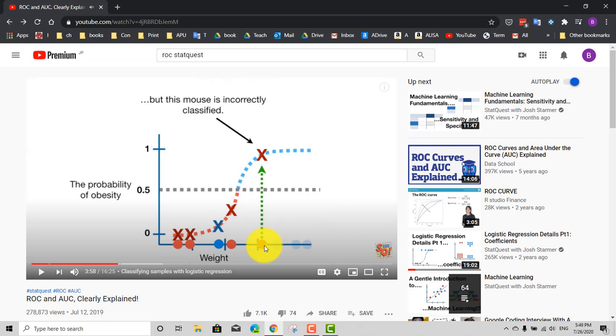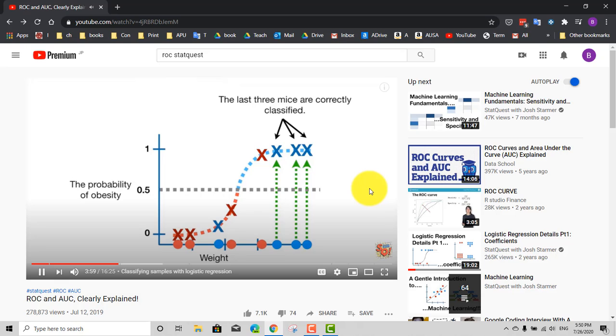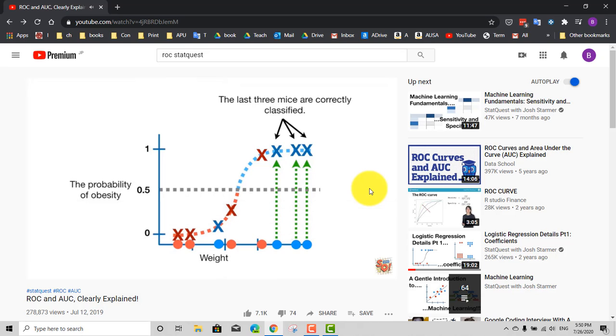This one is red, so it's not obese, but it's heavy. So the model will predict that it is obese. So that's an error. And this one is blue, so we know that it is obese, but its weight is low. So our model is going to predict it here, below the threshold, so it's going to say it's not obese, even though it actually is obese because it's blue. Our model will be making a mistake for this as well. The last 3 mice are correctly classified.